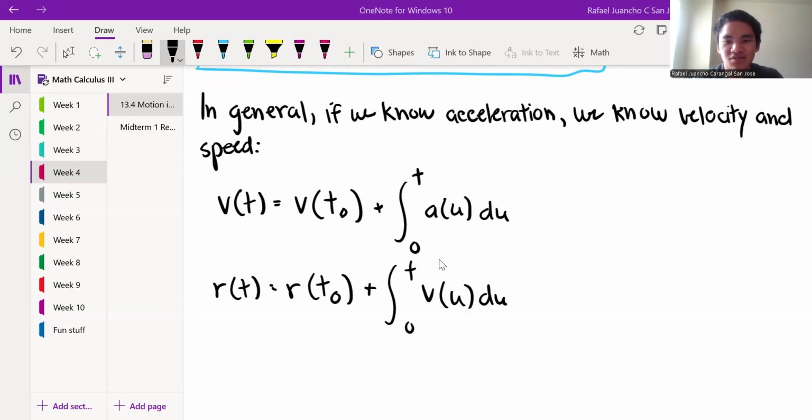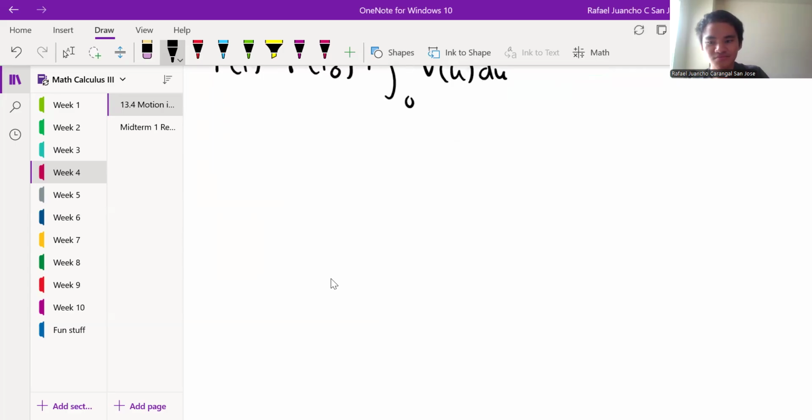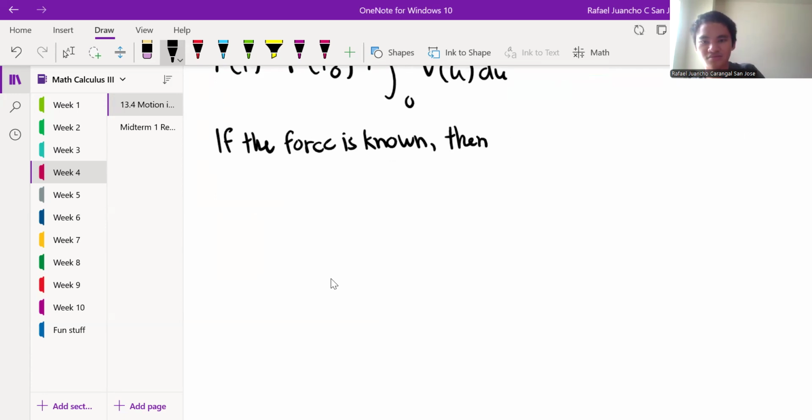Okay, so if the force that acts on a particle is known, then the acceleration can be found from Newton's second law of motion. So here we go to physics. So if we know our force, then we can find acceleration. So this is a physics concept.